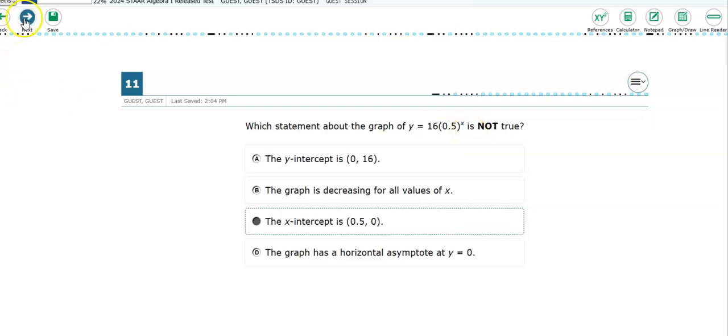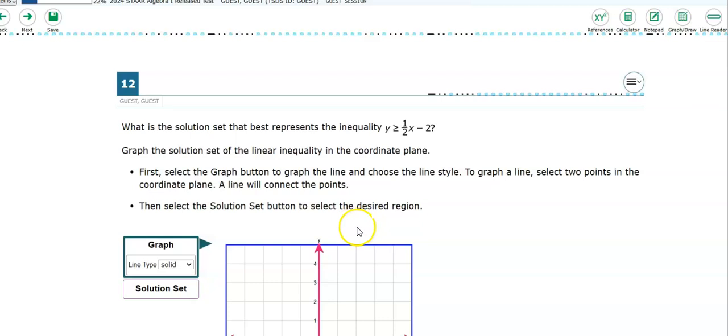Okay, what is the solution set that best represents the inequality y is greater than or equal to half x minus 2? Graph the solution set of the linear inequality in the coordinate plane. First, click the graph button. Okay, since this says greater than or equal to, I want it solid. There's solid and dashed. Dashed would be if it just said greater than, with no little line below it. To graph the line, select 2 points in the coordinate plane.